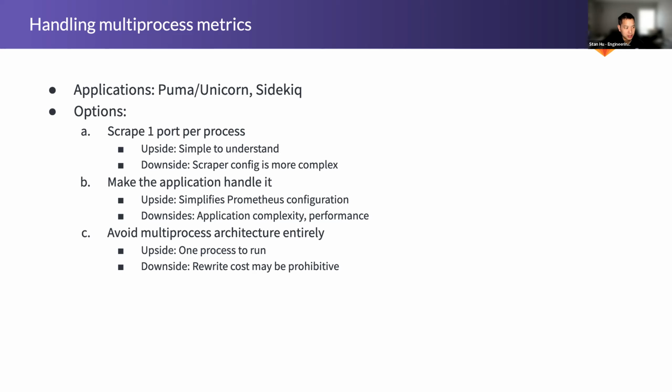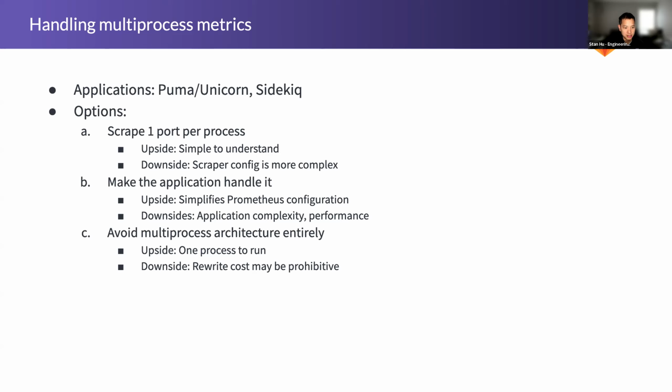The second approach, which is what we do today, is make the application deal with it, right? Try to hide the fact that you have 10 processes and just expose one endpoint, and the Prometheus server can scrape just one endpoint, and the application can deal with aggregating from multiple processes. The downside is things get a little more complex for the application. We'll talk more about that. And you also have to be considerate of performance as well, because now you're dealing with aggregating samples from potentially tens of other processes.